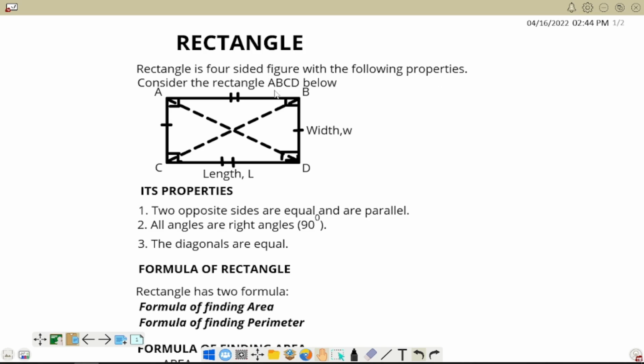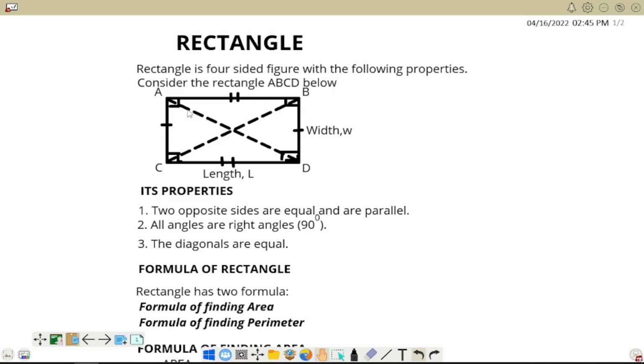Consider the rectangle ABCD below. This rectangle has the following properties. Its properties: two opposite sides are equal and parallel. As you have seen in the diagram, it has two opposite sides which are equal: opposite sides AB and CD. These are two opposite sides, and also AC and BD are opposite sides. So opposite sides are equal.